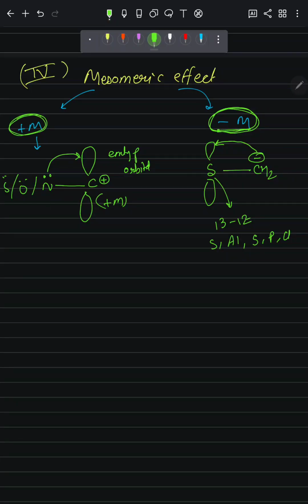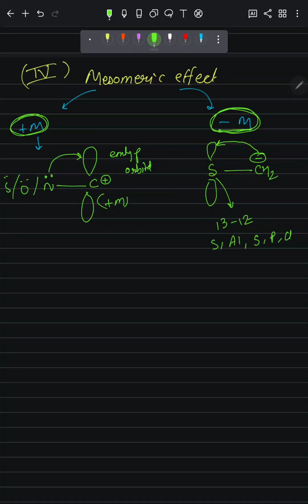Here the electron density from the lone pair goes from here to the empty p orbital. So these are also helpful for determining the stability of carbocation, carbanion, and the acidity and basicity of the molecule.